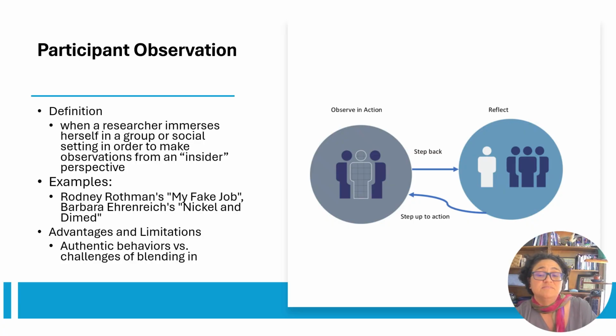Participant observation is the next method, and it involves joining a group to observe from the inside. Barbara Ehrenreich's Nickel and Dimed is a great example of that. She worked minimum wage jobs to understand economic hardship. It's immersive and authentic, but blending in can be tricky, and your presence might actually influence people's behaviors.